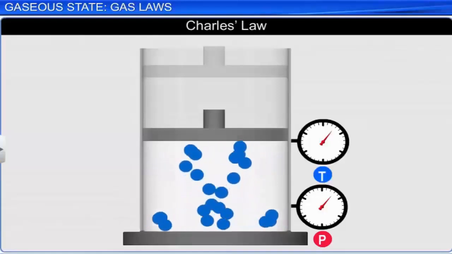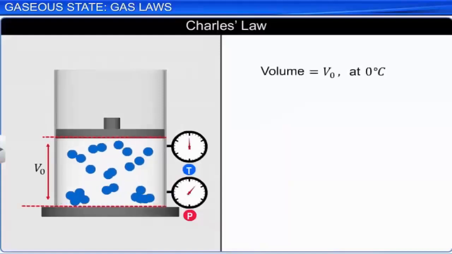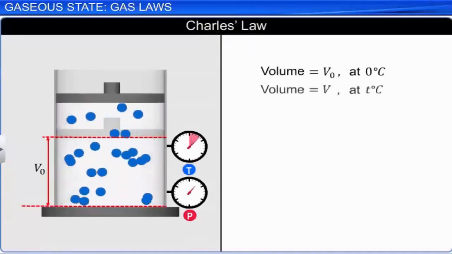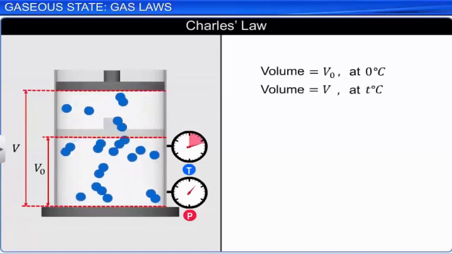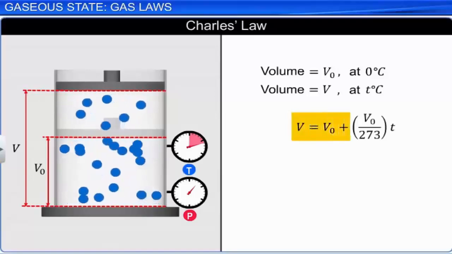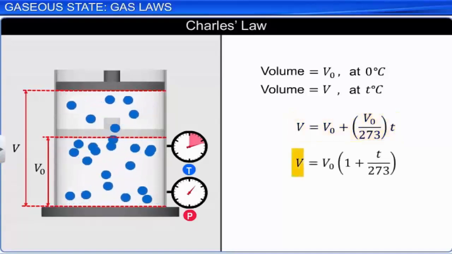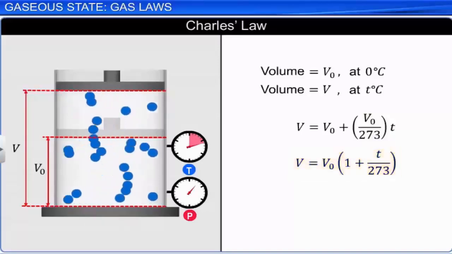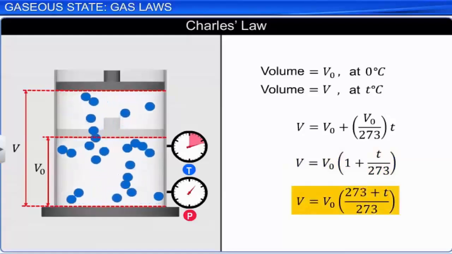Let's understand this through mathematical expression. Let V0 be the volume of a fixed mass of a gas at 0 degrees Celsius, and let V be its volume at temperature T degrees Celsius at the same pressure. Then, volume V at temperature T is equal to V0 plus V0 divided by 273 into T. Or V is equal to V0 into (1 plus T divided by 273). Or V is equal to V0 into (273 plus T) whole divided by 273. Let this be equation 1.